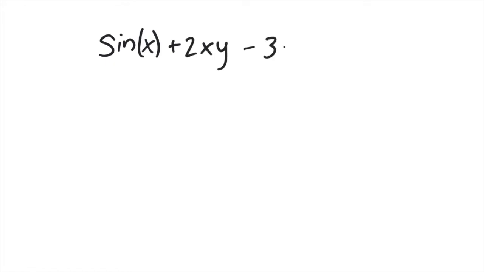So let's go ahead and take a look at a few examples. Let's say we have this problem right here. We could have something like the sine of x plus 2xy minus 3y equals 4. Okay, so notice in here we have x's and y's, but remember I said something earlier.